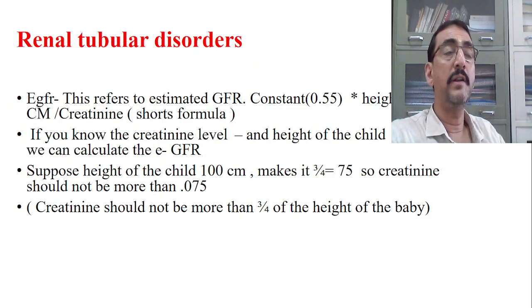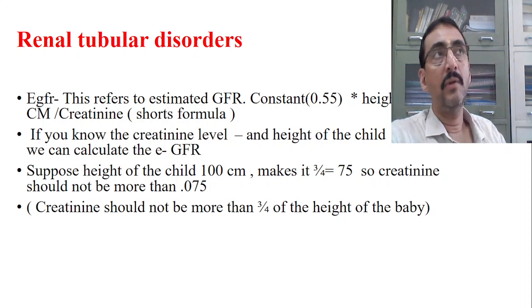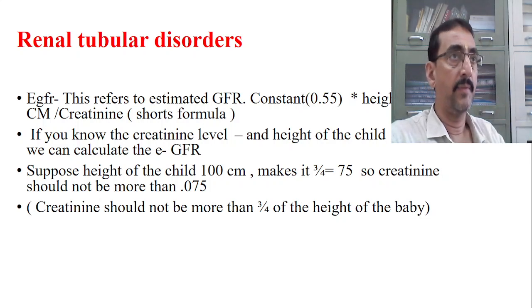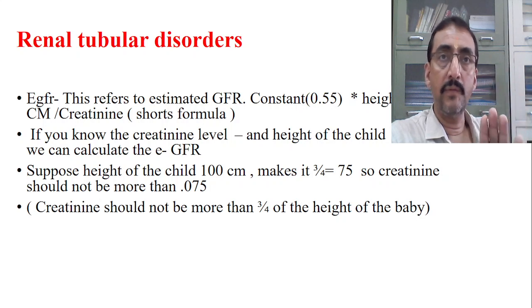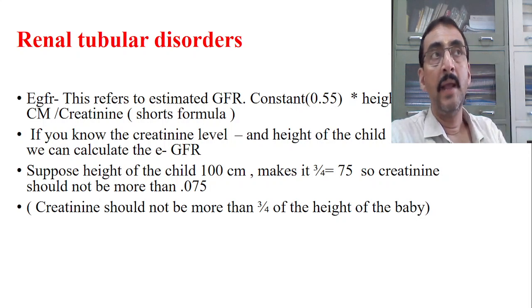Now, the estimated glomerular filtration rate, that is the estimated GFR, is quite important in immunological disorders. So how will we calculate this? The constant here is 0.55. So how to calculate the estimated glomerular filtration rate? 0.55 into height in centimeters divided by the creatinine level. This is a very short formula to calculate the estimated GFR. Because to identify chronic glomerulonephritis or chronic renal failure, the estimated GFR is very important. If you know the creatinine level of the child and the height of the child, then you can calculate the estimated GFR.